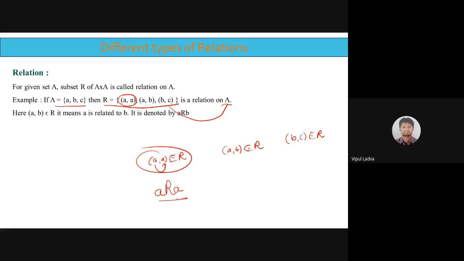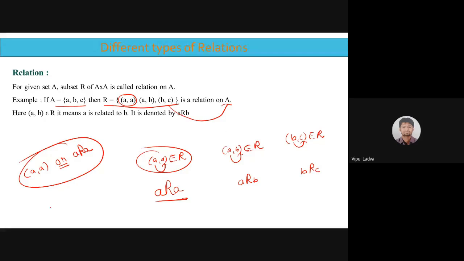I can denote it as ARA. A is having a relation with B, so I can denote this as ARB. B is having a relation with C, so I can denote it as BRC. Now, whether I'm writing (A,A) or ARA, both have the same meaning. If I'm writing (A,B) or I'm denoting it as ARB, both have the same meaning from now onwards. Okay, so take care of that.